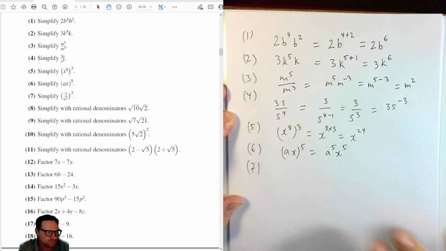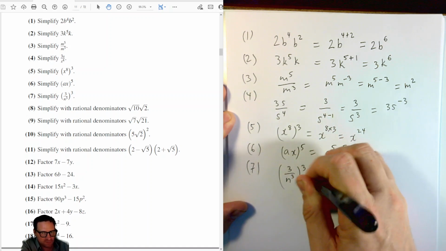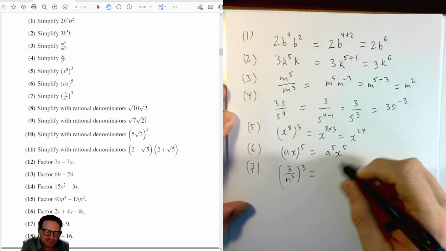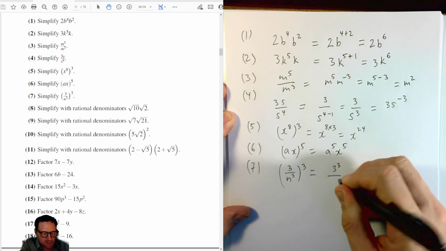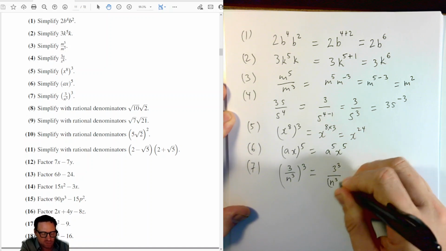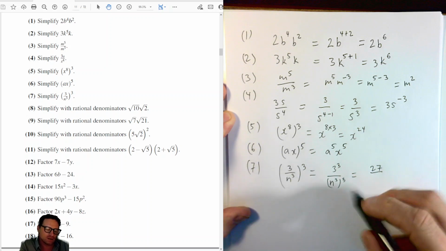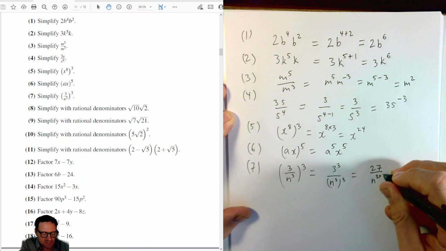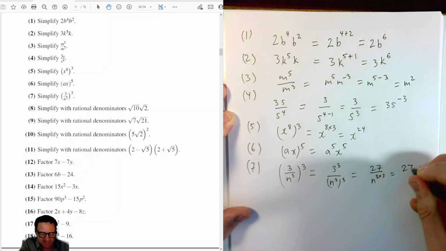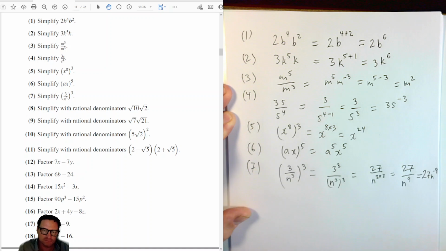Question 7. Simplify 3 over n cubed all to the power of 3. So here we need to apply that power of 3 to the numerator and the denominator. So 3 cubed over n cubed cubed. 3 cubed is 27. Now on the denominator we multiply the exponents, so that's n to the power of 3 times 3. And so we have 27 over n to the power of 9, or we could write 27 n to the power of minus 9.